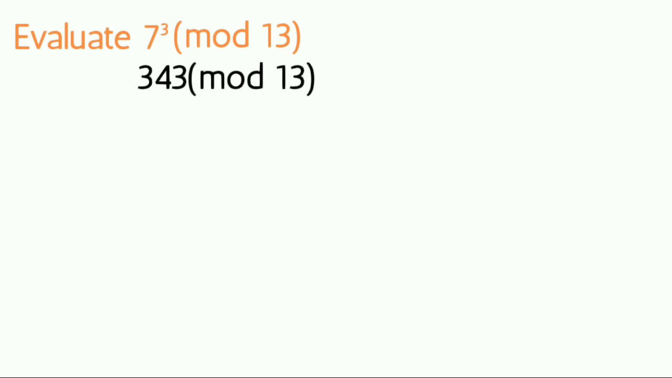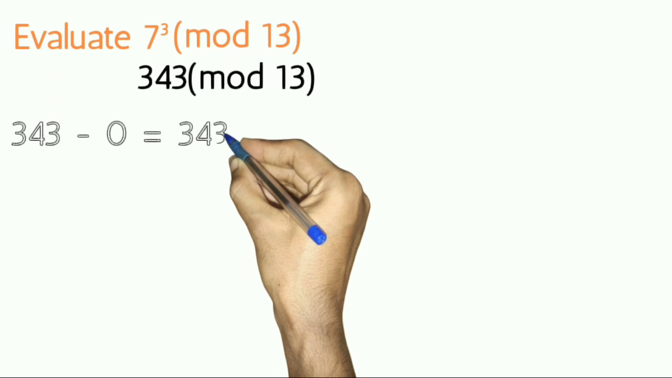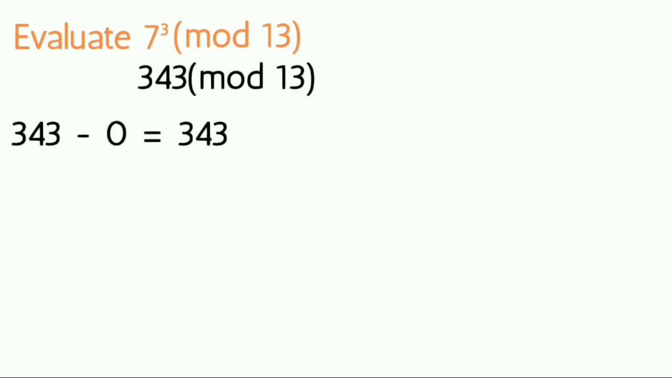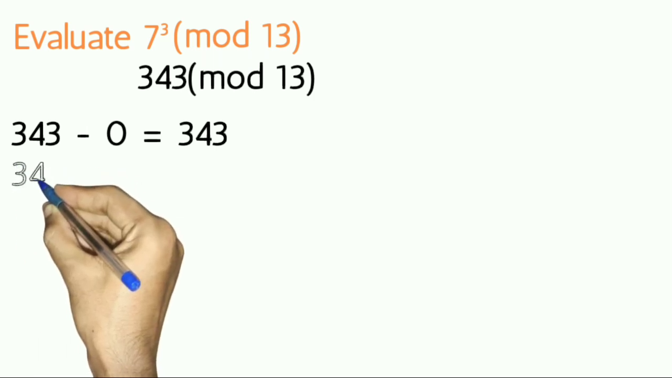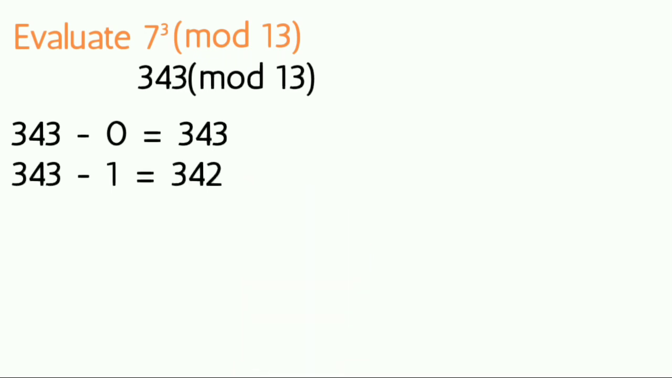Let's try 0. 343 minus 0 is equal to 343. 343 is not divisible by 13. So 0 is not the answer. How about 1? 343 minus 1 is equal to 342. 342 is not also divisible by 13. So 1 is not the answer. How about 2?